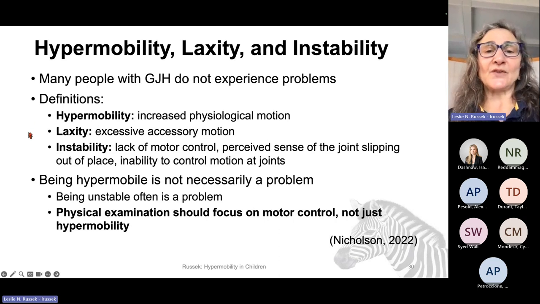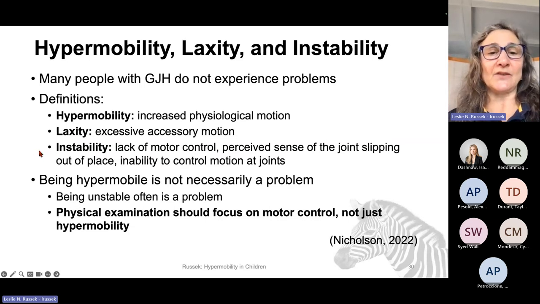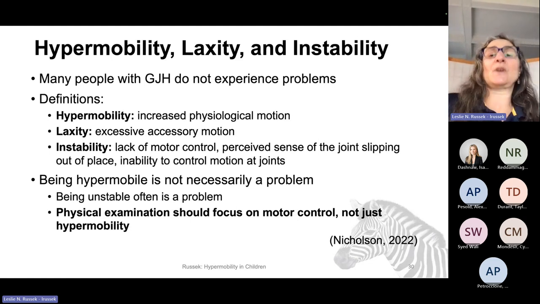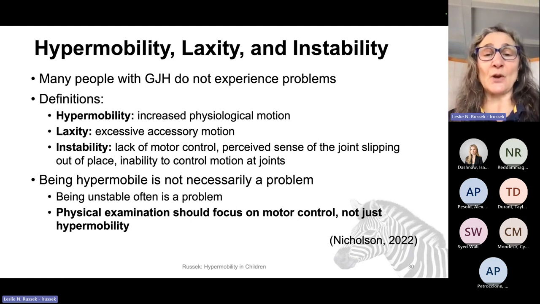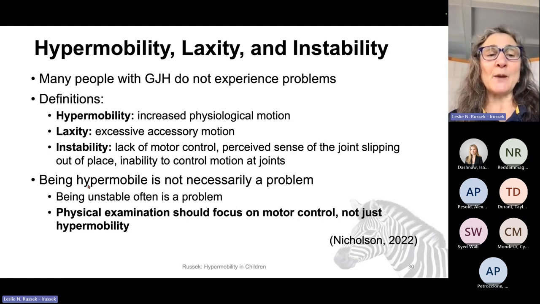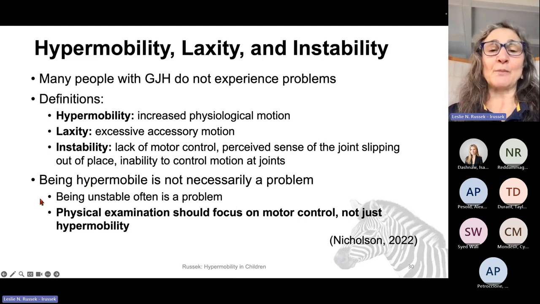Laxity refers to excessive joint motion, but what causes clinical problems is the instability, lack of motor control, a sensation that the joint is slipping around, inability to control joints, particularly in mid-range. So this is when the joints are slipping out, when it's painful, they're subluxing or dislocating, or just too much wear and tear or too much muscle spasm trying to provide stability. So being hypermobile is not necessarily a problem, but being unstable is.